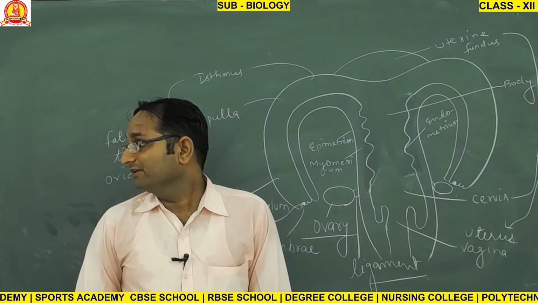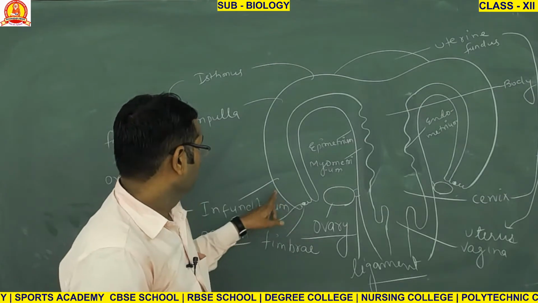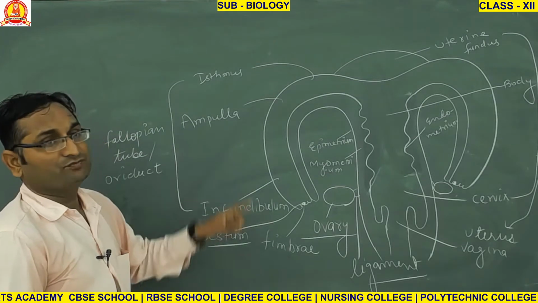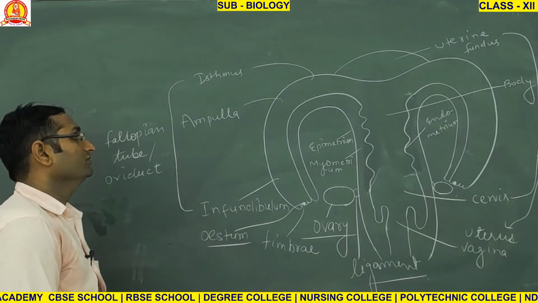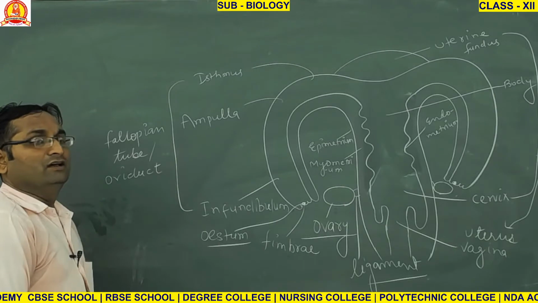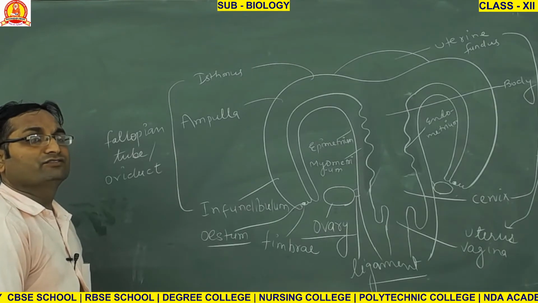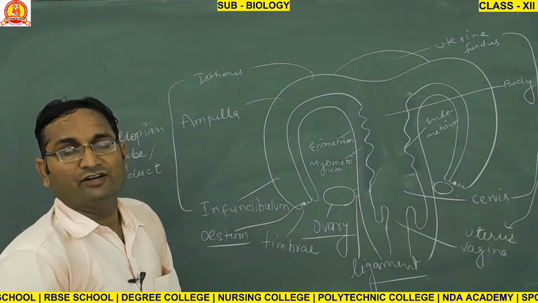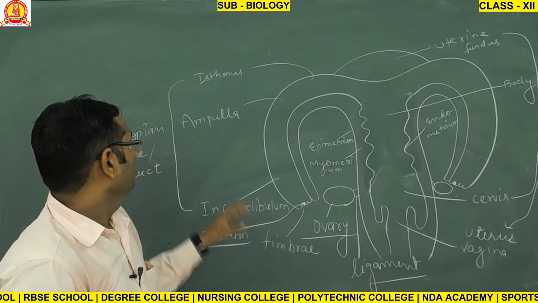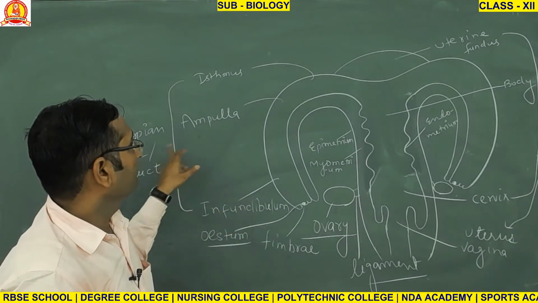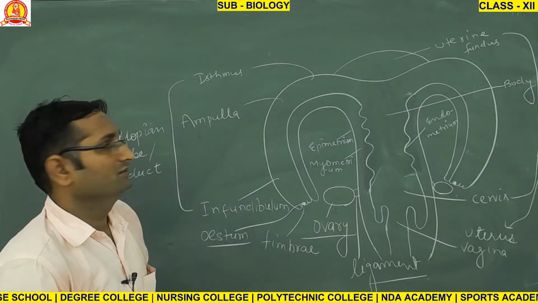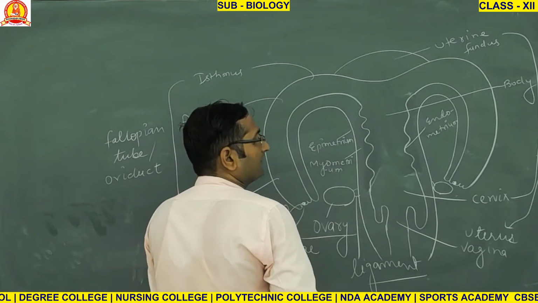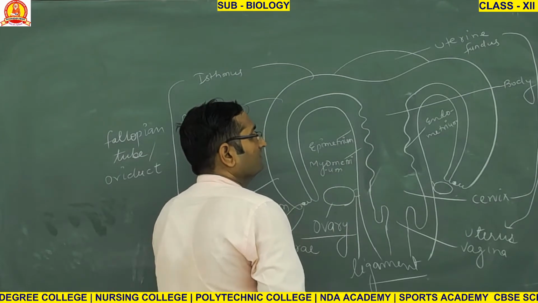Next after infundibulum is ampulla. Ampulla is also a curved structure. Then next part of fallopian tube is isthmus. Then after this, next part of female reproductive system is uterus.